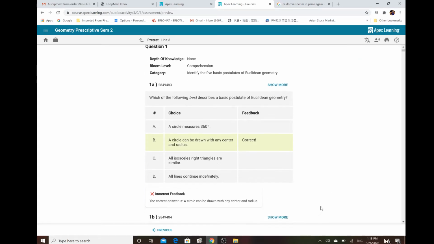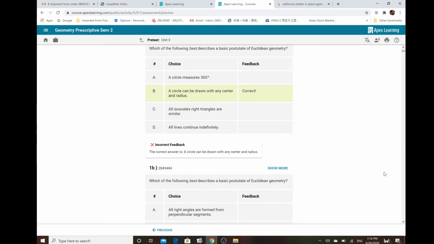So question number 1: which of the following best describes the basic postulate of Euclidean geometry? We do know that a circle measures 360 degrees, and all isosceles right triangles are similar, or lines continue indefinitely. The one that can be considered Euclidean geometry, the basic postulate, is that a circle can be drawn with any center and radius. So this one is the most correct one.